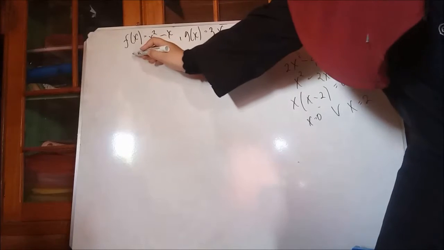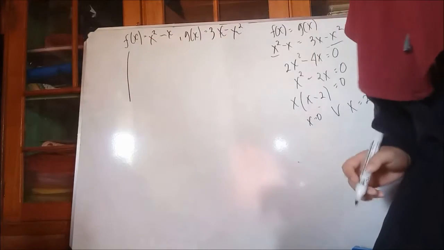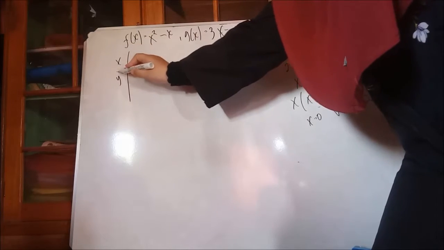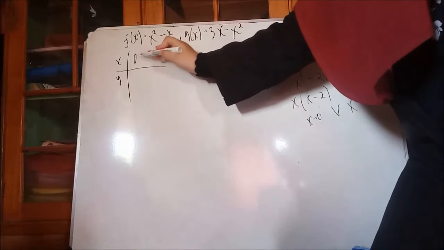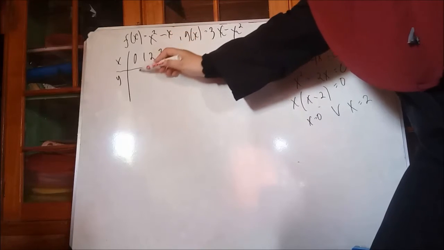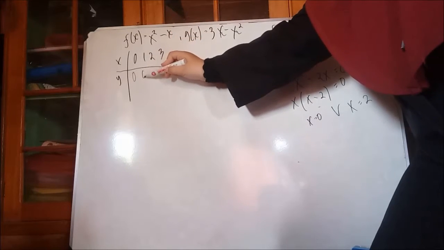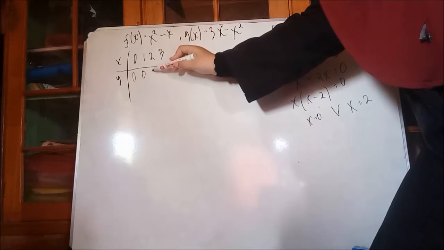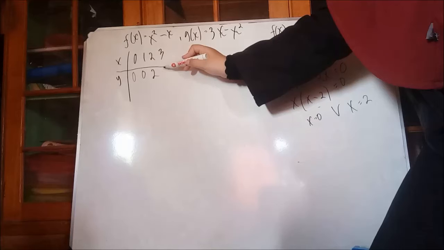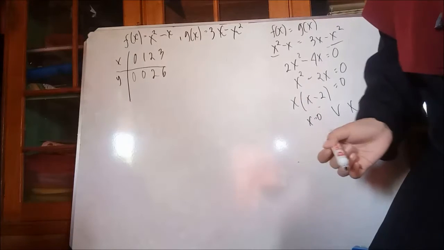For f(x) first, we have x and y. For example, if we take x equal to 0, 1, 2, and 3: when x is 0, y is 0; when x is 1, y is 0; when x is 2, y is 2; and when x is 3, y is 6, right?